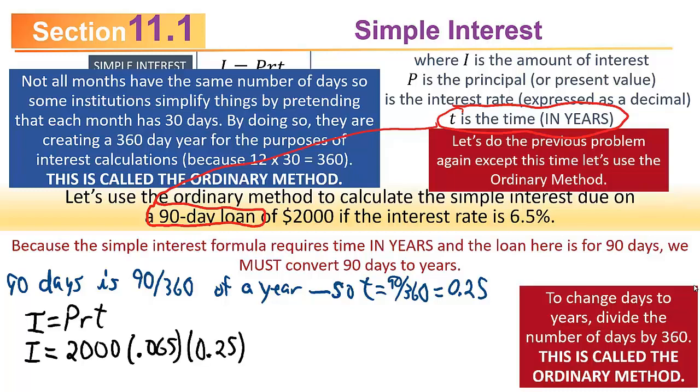P is 2,000, R is 0.065, and now T is 0.25. If you multiply those three numbers together, you get $32.50. So now you owe the bank $32.50 if you're calculating using the ordinary method.